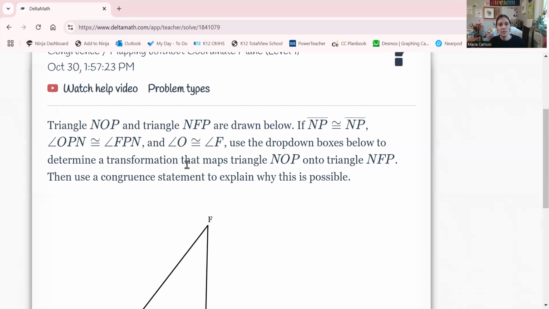So triangle NOP and triangle NFP are drawn below. If NP is congruent to NP, angle OPN is congruent to angle FPN, which really, notice here, that's the same vertex. And angle O is congruent to angle F. Use the drop-down boxes below to determine a transformation that maps NOP onto triangle NFP. Then use a congruence statement to explain why this is possible. So this one has a lot to it, and you might lose sight of what the problem is asking you after you do the first piece.